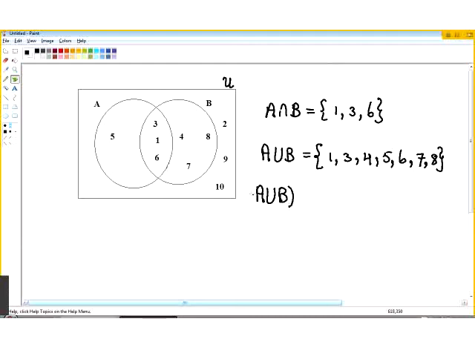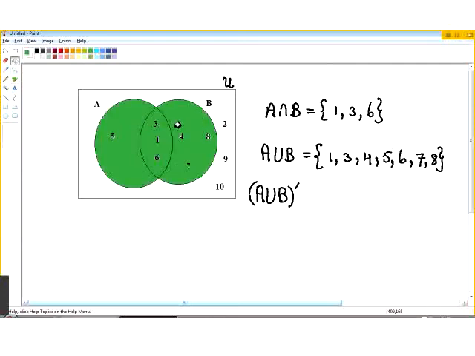A union B prime is, first identify A union B, and we're looking at the complement of that. So if A union B is what we have highlighted in green, then the complement of that is what we have in the universal set after we take out A union B. If we identify our A union B and we remove that, what do we have in the universal set?